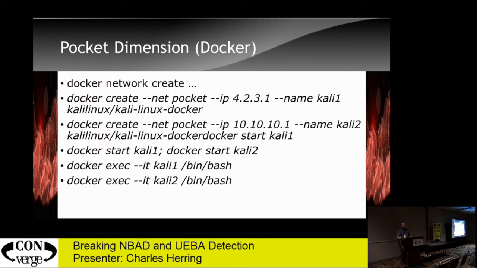So the next thing, I'll create a Docker network called Pocket, and then spin up a Docker container called Kali 1, and assign it an IP address of 4.2.3.1. And you can also, in this scenario, assign the MAC addresses as well, as we did earlier. Then I have another host in that Pocket domain called 10.10.10.1. And then I start both of those containers.